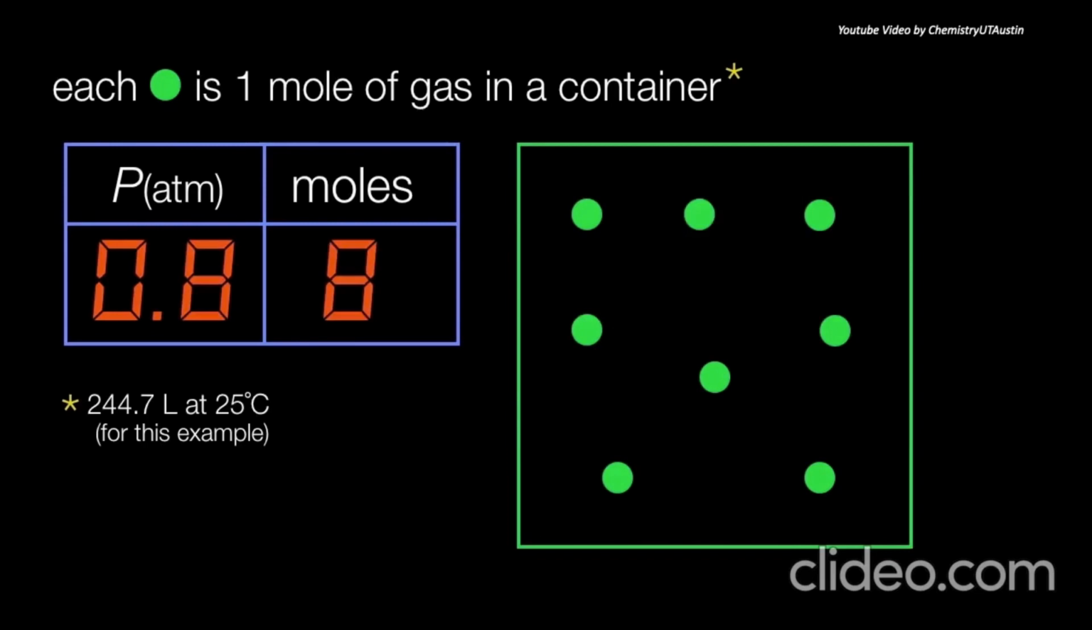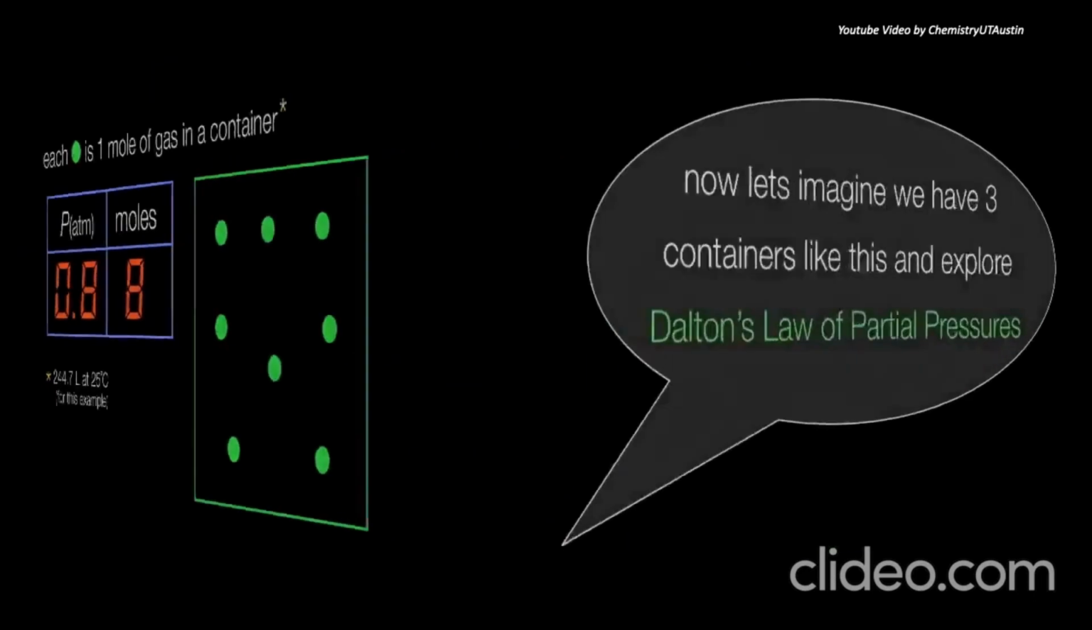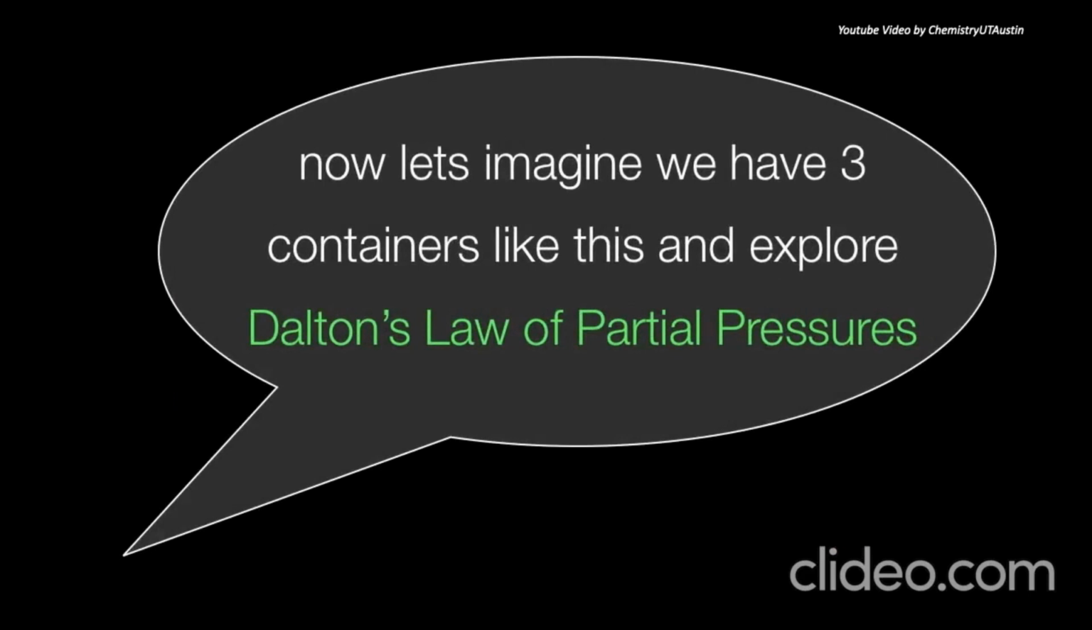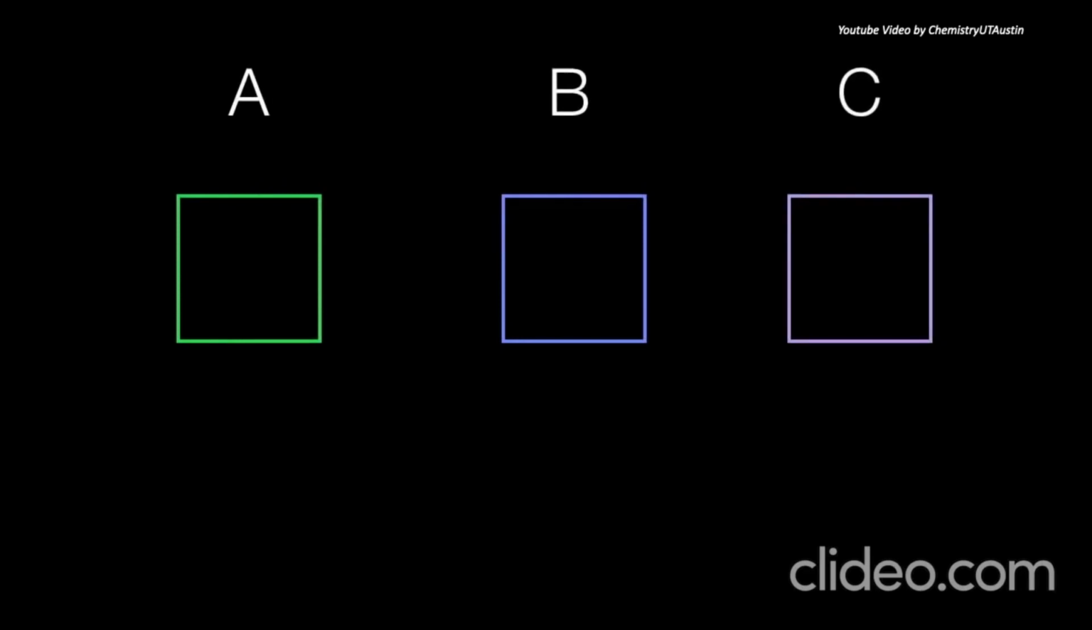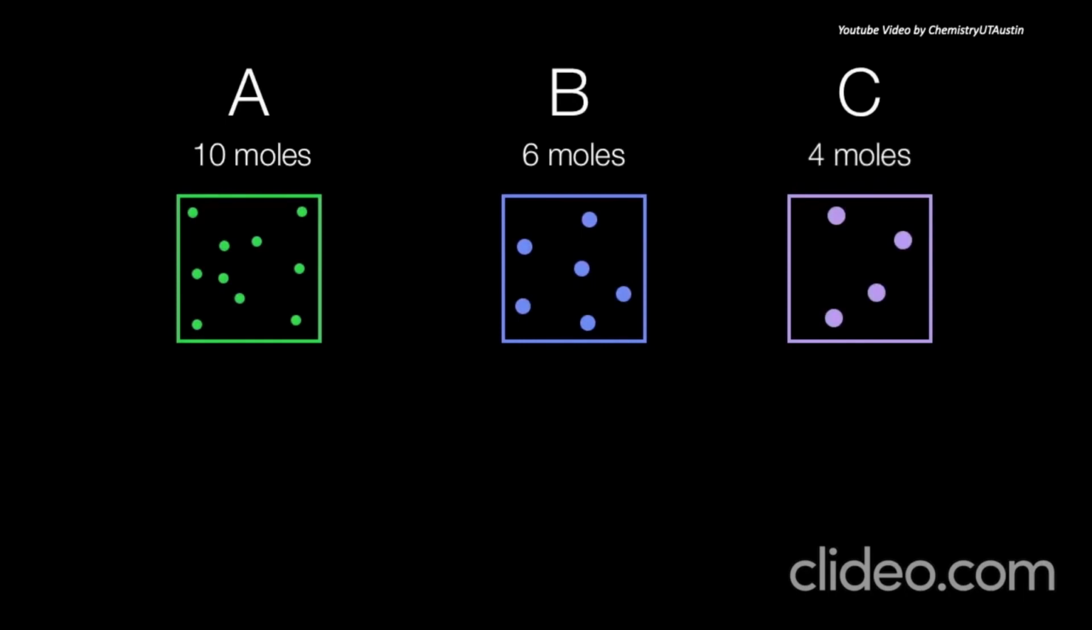But we really want to shift our focus now to several containers combining to make a mixture. So let's imagine we have 3 containers like this and explore Dalton's law of partial pressures. We're going to label them A, B, and C for the gases we put in them: 10 moles of gas A, 6 moles of gas B, and 4 moles of gas C. That gives us 1 atmosphere for A, 0.6 atmospheres for B, and 0.4 atmospheres for C.